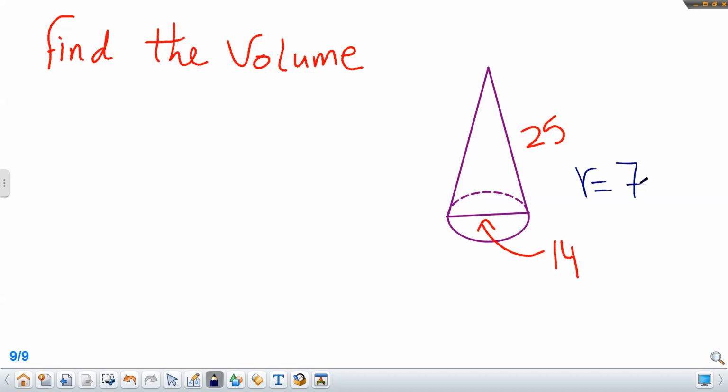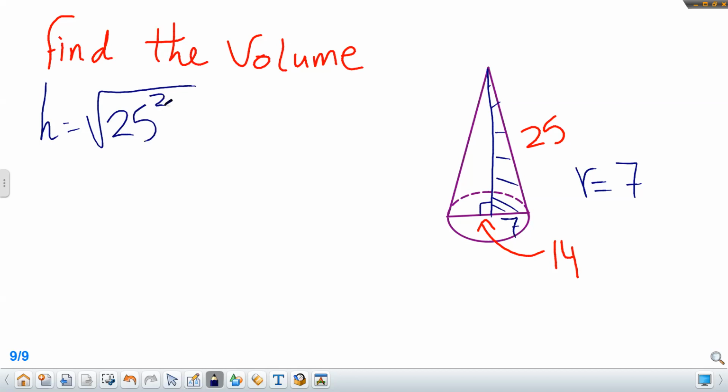Make a construction like this, which is perpendicular to the diameter. So this triangle is a right angle triangle, so we can use the Pythagorean theorem. How to find the height? In this right triangle, height is the square root of hypotenuse power 2, which is 25 power 2, minus radius power 2, which is 7 power 2. It will be 24. So I have height 24 and radius is 7.